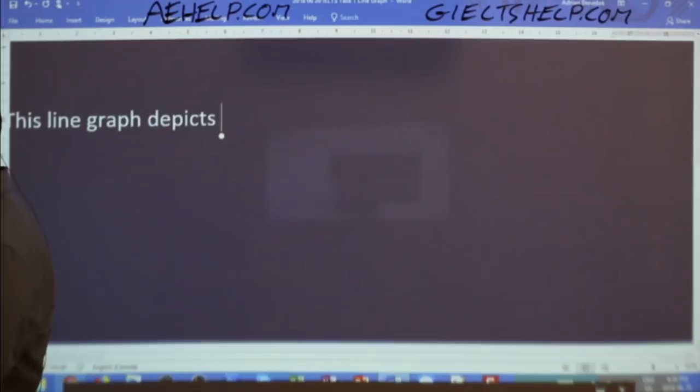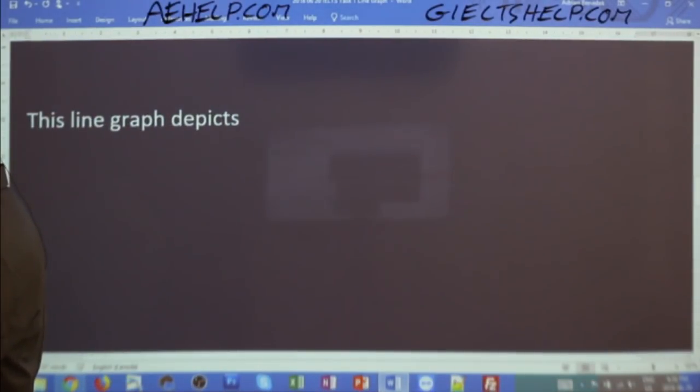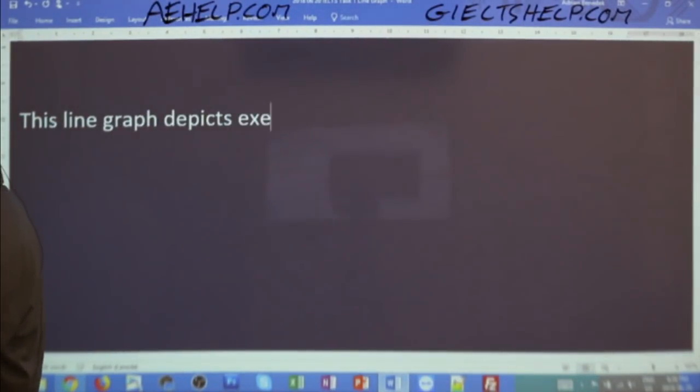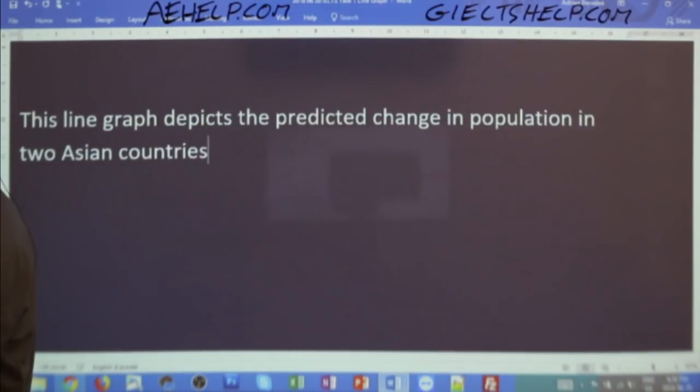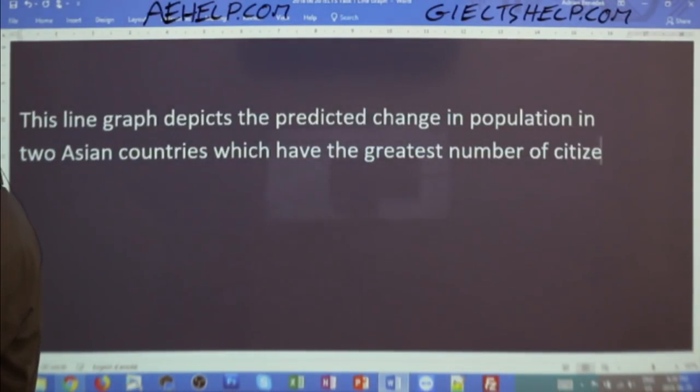So this line graph depicts the expected or predicted change in population in two Asian countries which have the greatest number of citizens of all nations.